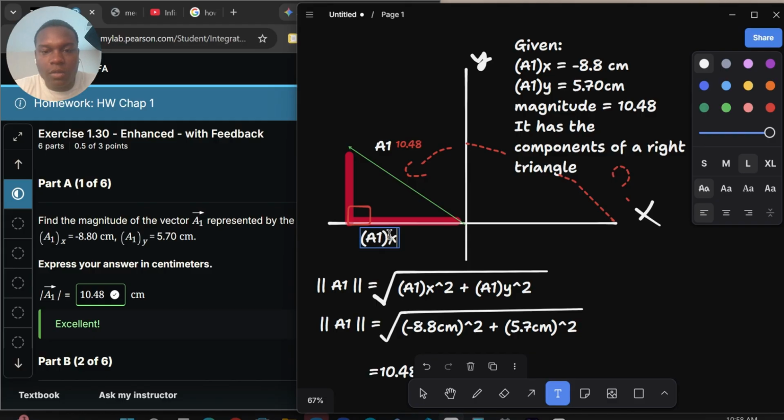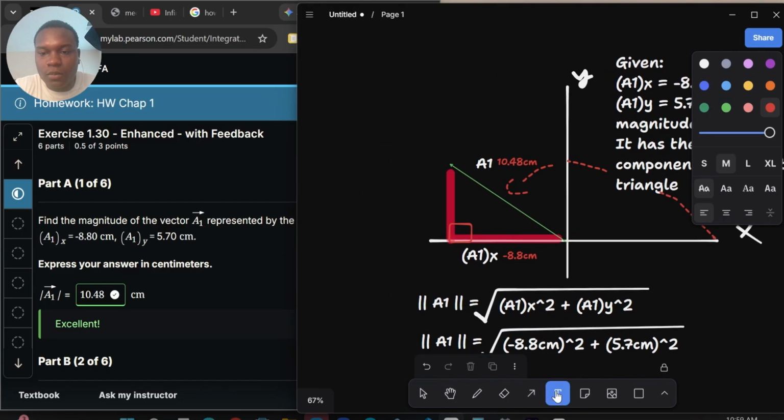A1 x equals negative 8.8 centimeters. And then we have A1 y.